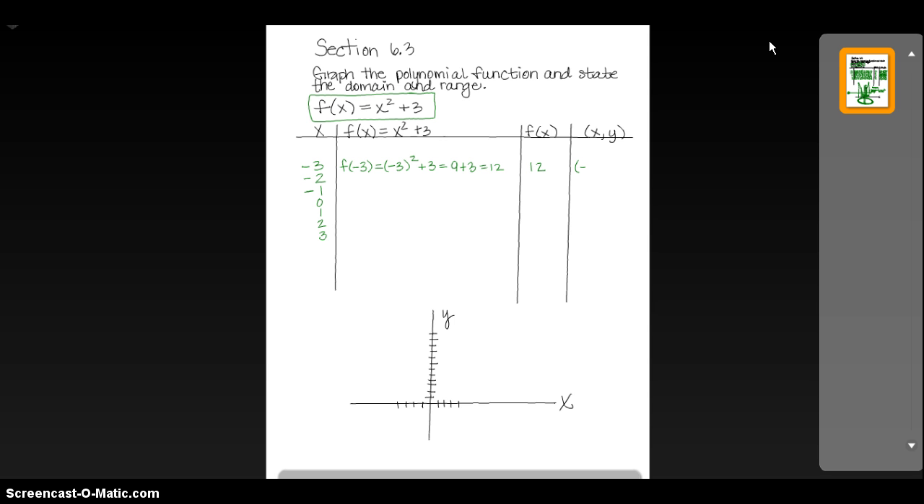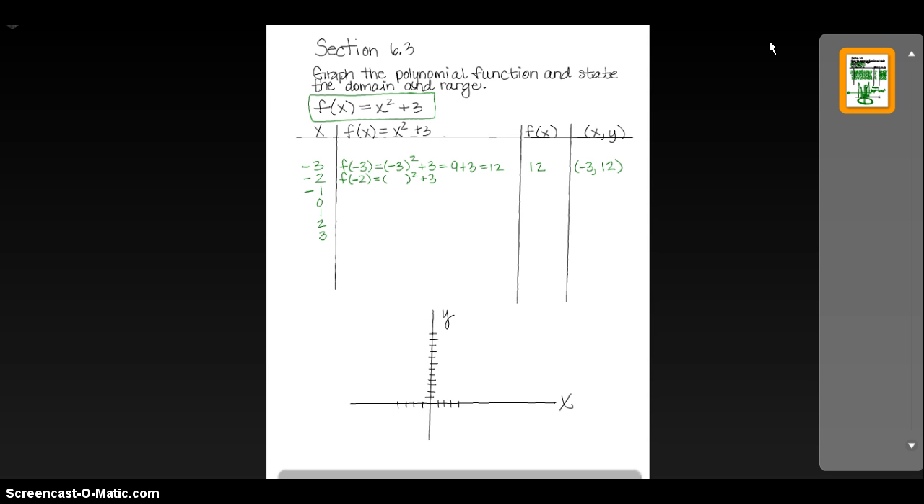So that means when I inputted an x value of -3, my output value is 12. And remember, f of x is the same as y, so that corresponds to the xy pair, -3, 12. All right, so let's continue doing this for all these values of x.